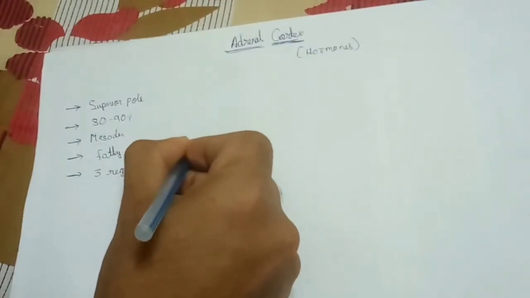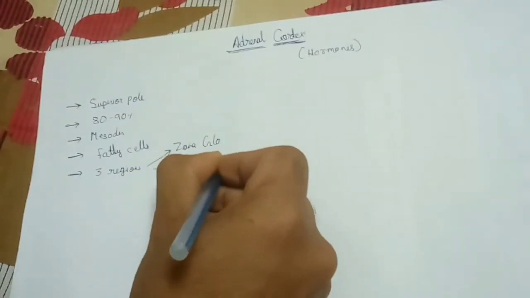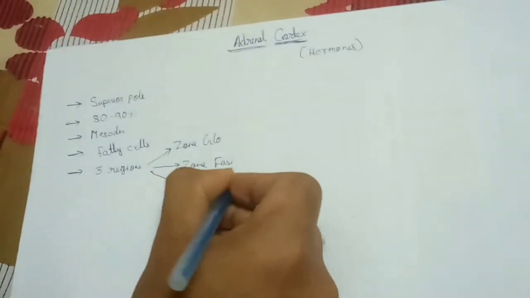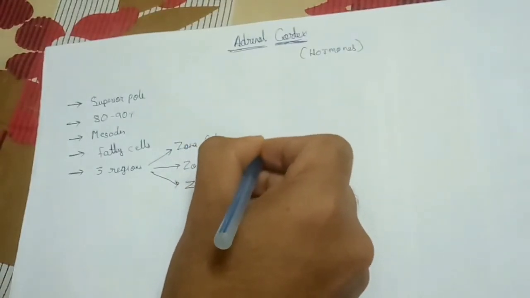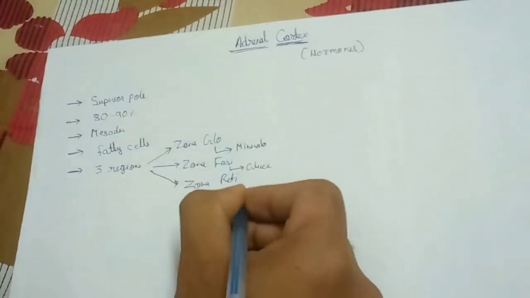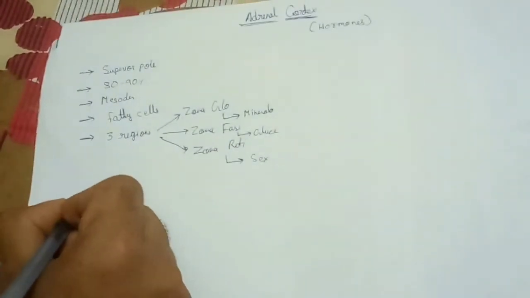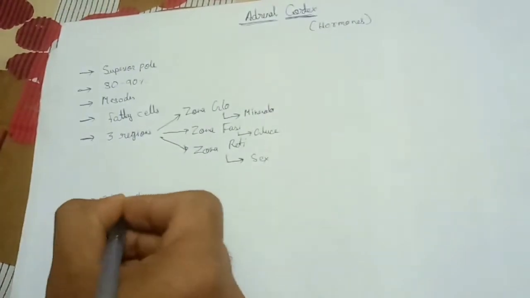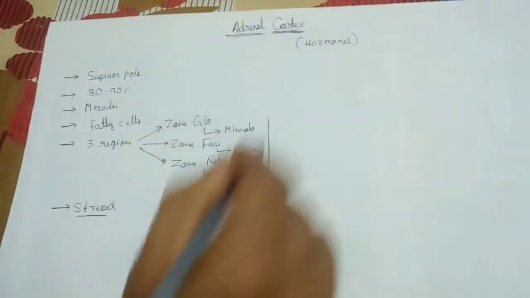The first one is zona glomerulosa, the second one is zona fasciculata, and the third one is zona reticularis. Zona glomerulosa secretes mineralocorticoids. Zona fasciculata secretes glucocorticoids and zona reticularis secretes sex corticoids. All the three hormones are of steroid nature. And I have mentioned these zones from periphery to the center of the adrenal cortex.